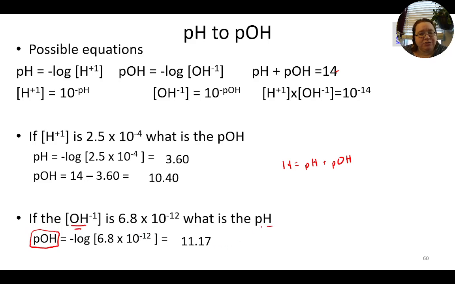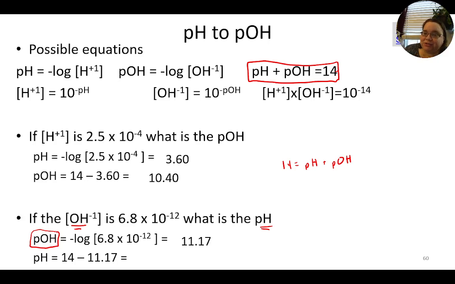So we haven't quite answered the question yet, but we can use that same trick that we used up above. We can use the fact that pH plus pOH equals 14. So 14 minus my pOH will give me my pH.